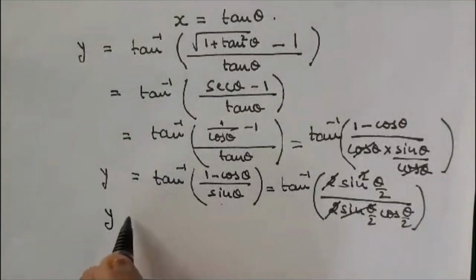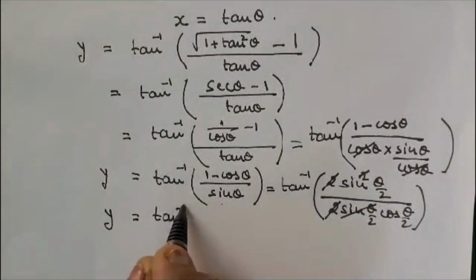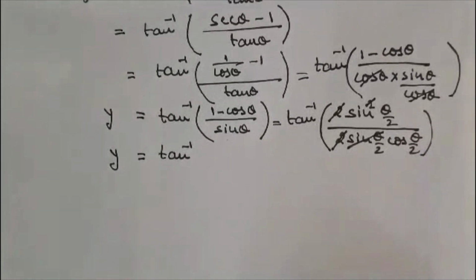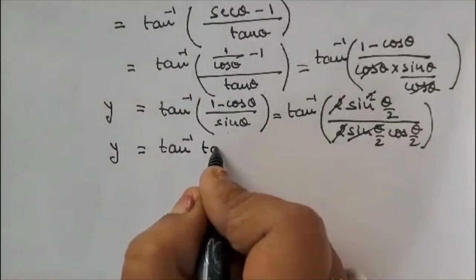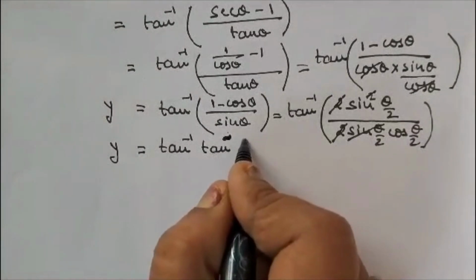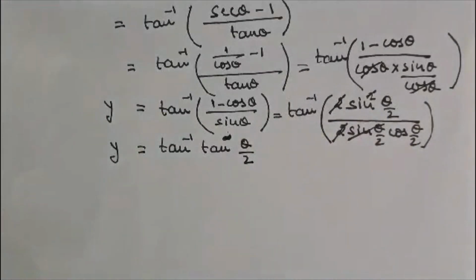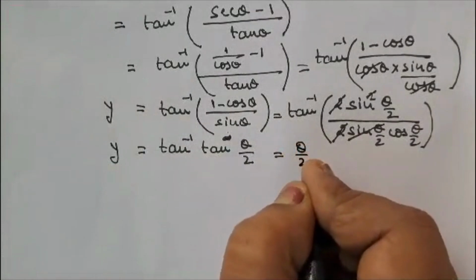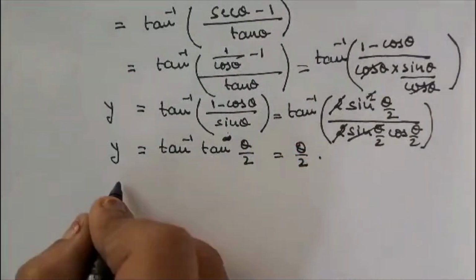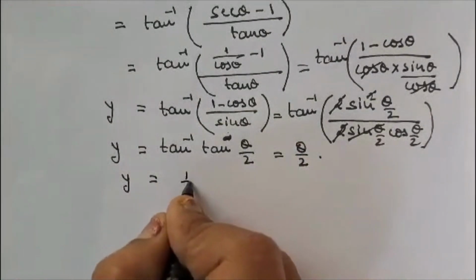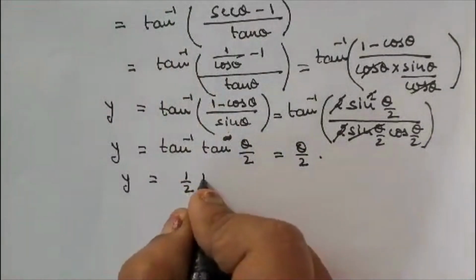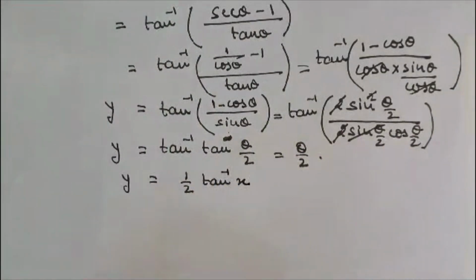So what you are left with, y is equal to tan inverse of sin theta by 2 by cos theta by 2, which is equal to tan theta by 2. So you are getting tan inverse of tan theta by 2. So tan inverse of tan theta by 2 gives you only theta by 2. So y is equal to, this 2 I am keeping as half, and theta again I am substituting by x. So it becomes half tan inverse x, because we have taken x is equal to tan theta.